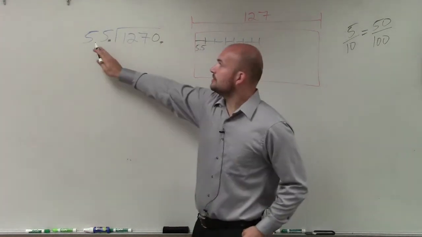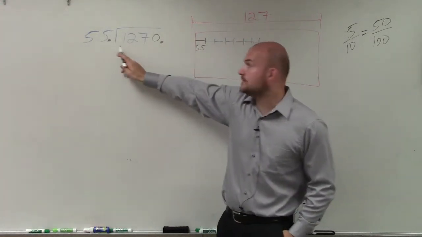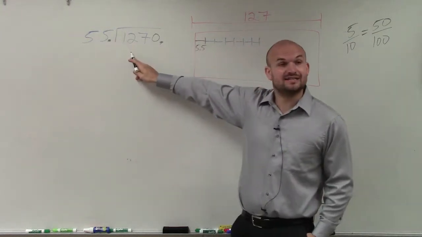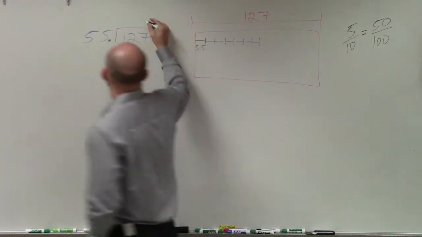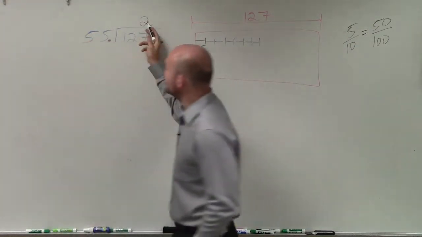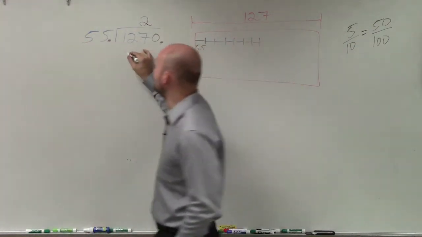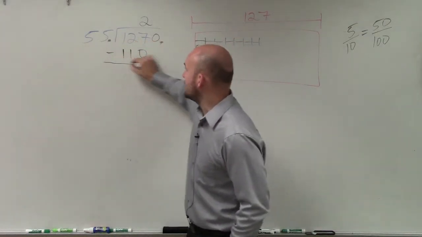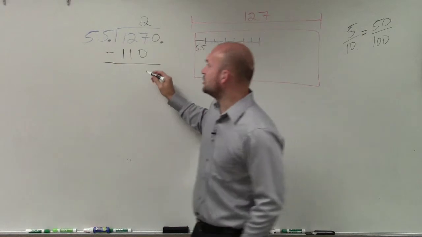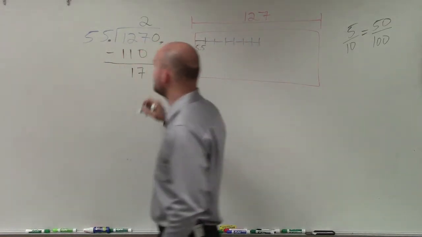Thank you. So here I go, does 55 divide into 1? No. Does 55 divide into 12? No. Does 55 divide into 127? Yes. It divides in there 2 times. Then I take 2, multiply it by 55, and that's 110. Take my 2 rows, and I subtract them. 127 minus 110 is going to be 17.